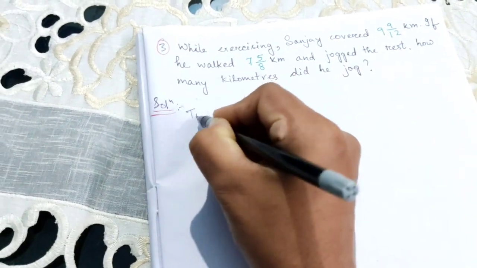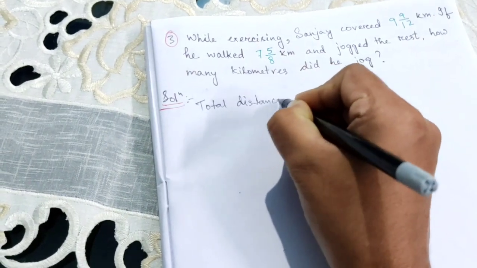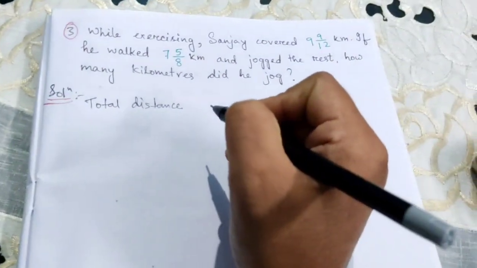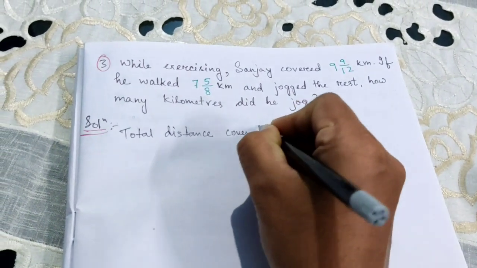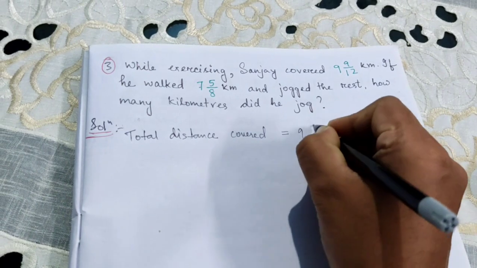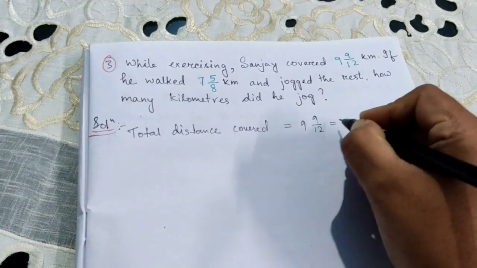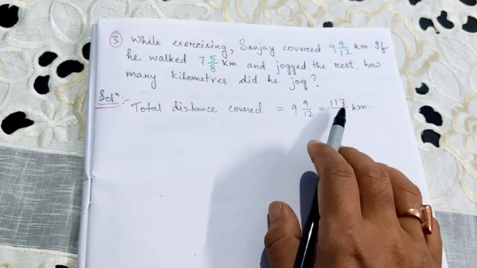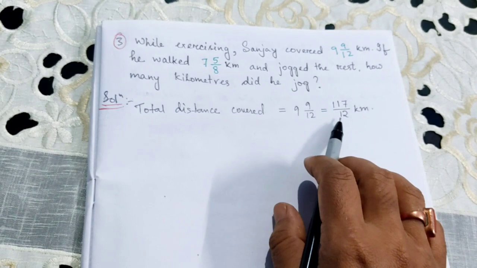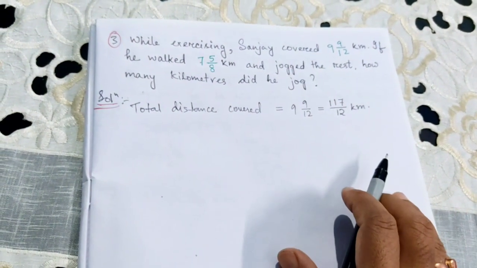So you will write total distance covered is equal to 9 by 12. You can convert it to improper fraction. So after converting to improper fraction, you will get 117 by 12 kilometer. Now the total distance covered we have written.